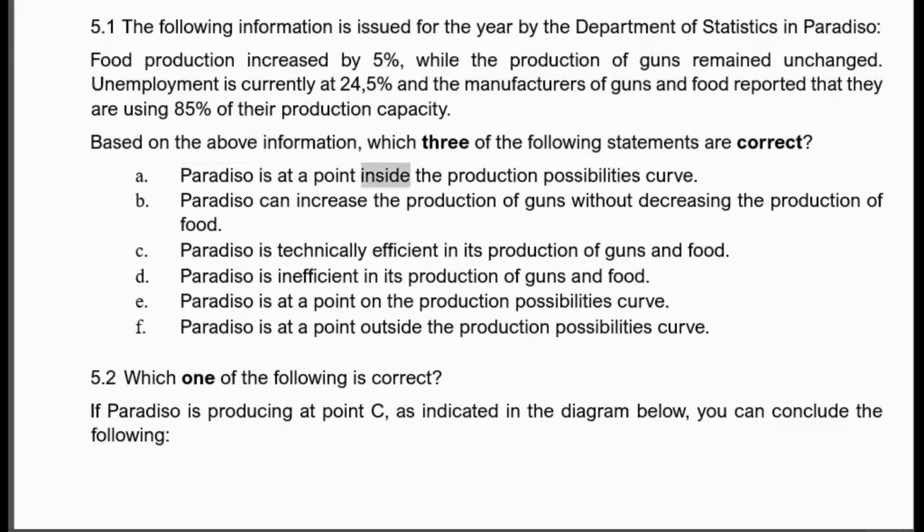Paradiso is at a point inside the production possibilities curve. Paradiso can increase the production of guns without decreasing the production of food. Paradiso is technically efficient in its production of guns and food. Paradiso is inefficient in its production of guns and food. Paradiso is at a point on the production possibilities curve. Paradiso is at a point outside the production possibilities curve.